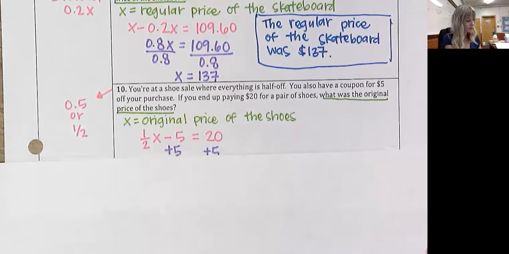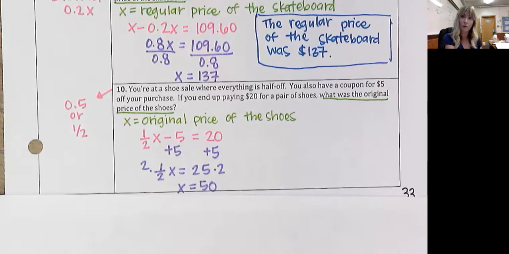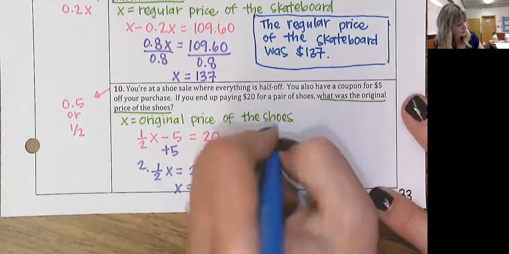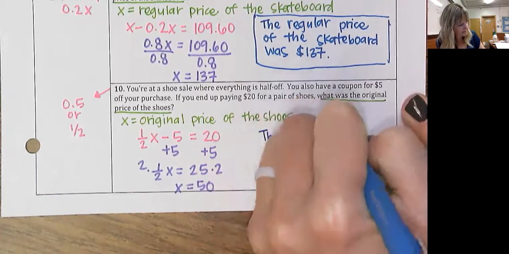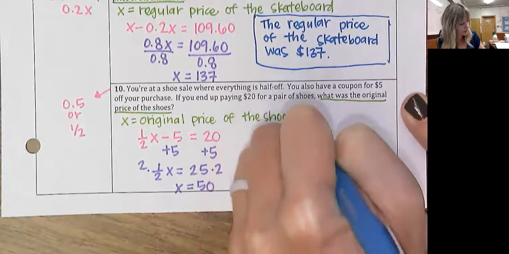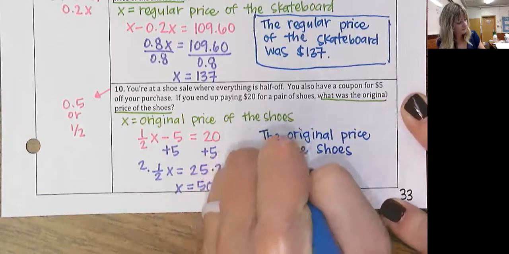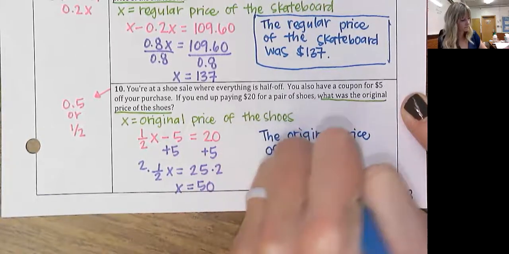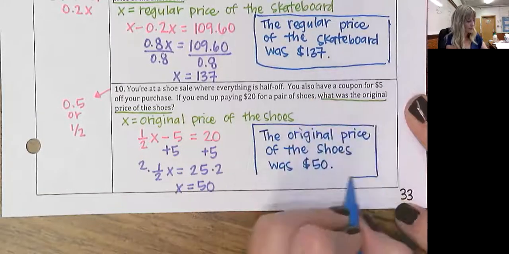Now I start my inverse operations. Add 5 to both sides. This is a two-step equation. And then I had to clear the fraction by multiplying by 2 over 1, which is really just multiplying by 2. And that means the original price of the shoes was $50. All right. We have practiced up a lot.